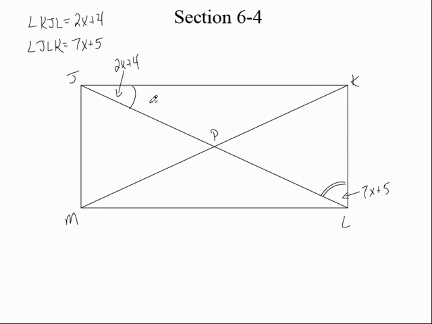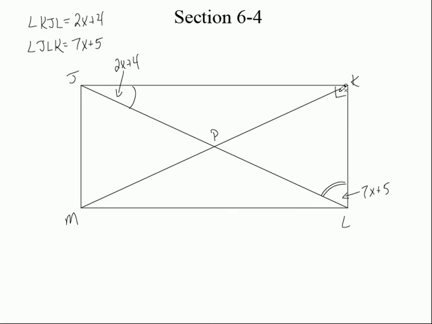So what do you do? Do you set them equal to each other? No. Seems like we always set stuff equal to each other, but not in this case. I've told you that this is a rectangle and I want to solve for x. So what does that mean? It means this angle is 90 degrees, which means we have a right triangle. What's true about the non-right angles of a right triangle? They're complementary.